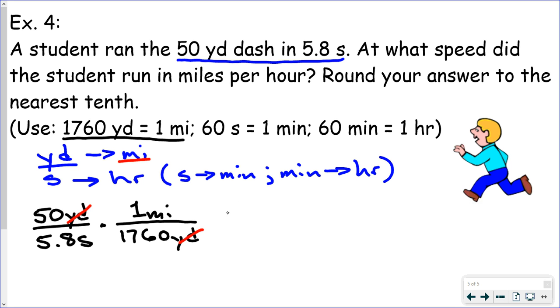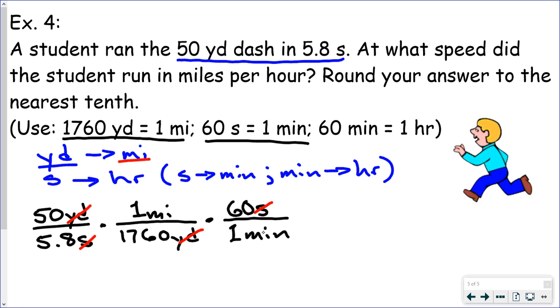Now let's work on the seconds. So first, I'm going to take the seconds and convert them into minutes. So seconds are in the bottom, so I know these seconds have to go in the top. Same units are always diagonal. All right, what that did was cancel out my seconds. And you can see we're multiplying by 60 instead of dividing by 60. So right now I'm at miles per minute.